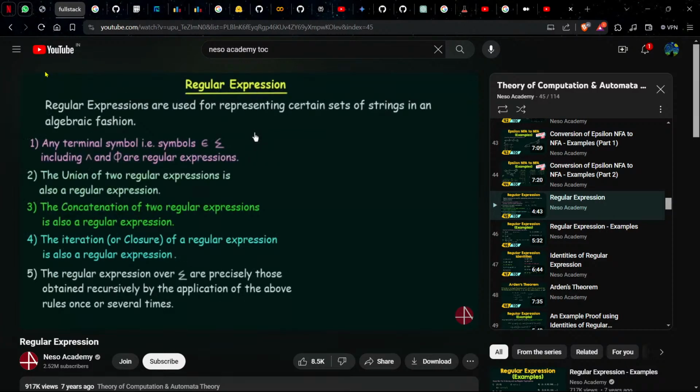Okay, so these are the rules or points that we must remember about regular expressions. So let's see the first point. Any terminal symbol, that is symbols that belong to sigma, including the empty and the null symbol, are regular expressions.